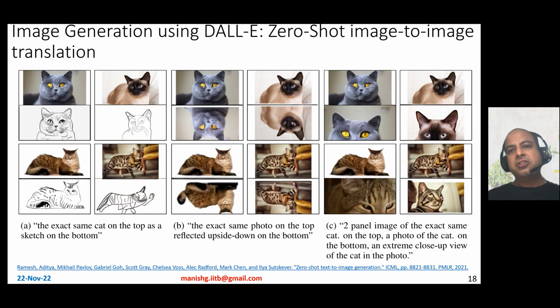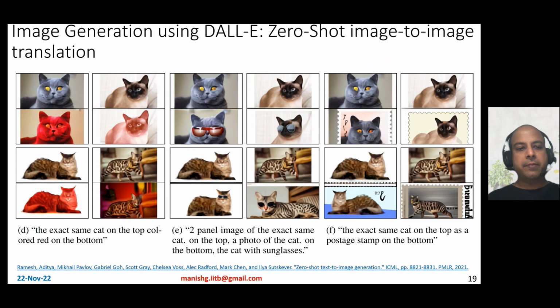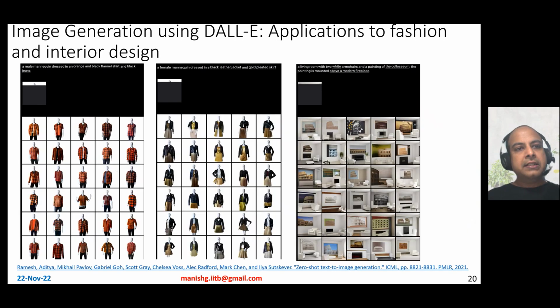So that's that. Then you can also do zero-shot image-to-image translation. So for example, you could ask it to copy the exact same cat on the top with a sketch at the bottom. So it comes up with things of that kind. Now, several times it's not exact, but it does come up with very reasonable sketches. You could also ask it to come up with mirror images, or an original photo and an extreme close-up view crop of it at the bottom. So all of those are possible. Here are more zero-shot image-to-image translation tasks where you're asking it to come up with a red-colored photograph at the bottom, or one with a postage stamp kind of rendering, right?